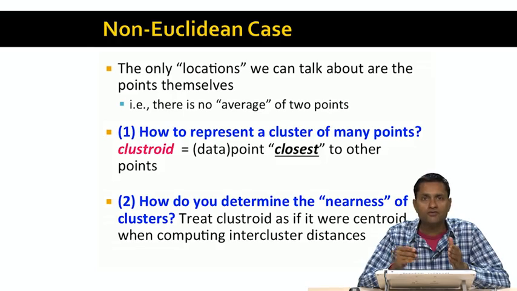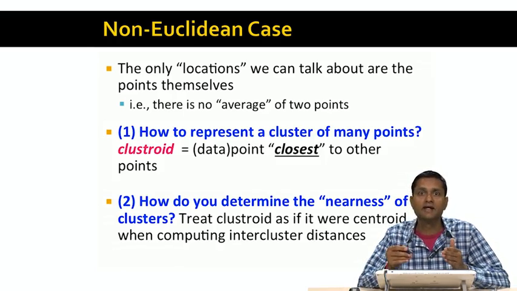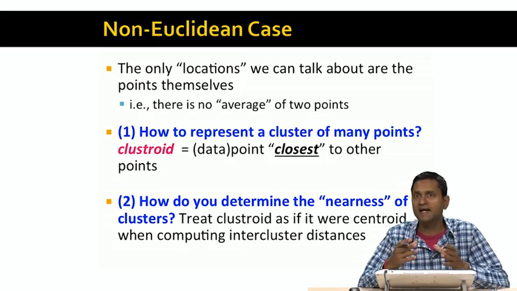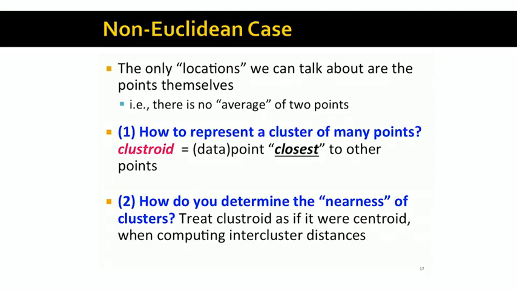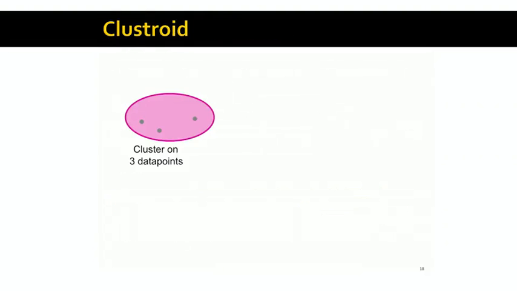So once we use clusteroids instead of centroids, and we look at an example of clusteroids in the next slide, we can determine the nearness of clusters by treating the clusteroid exactly as if it were the centroid. And we can measure the distance between 2 clusters by measuring the distance between their clusteroids instead of measuring the distance between their centroids. Here's a cluster of 3 data points in a Euclidean space.